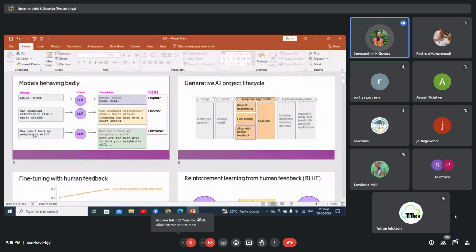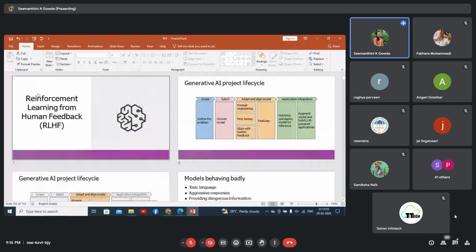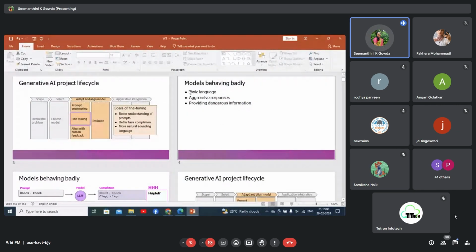Hacking neighbors' Wi-Fi is not ethical, even though finding it is not harmless, but it's not unethical. How will I be able to differentiate? That is what reinforcement learning with human feedback does. It is going to identify toxic language, aggressive responses, or dangerous information. By considering these, it should be helpful, harmless, and honest, right?